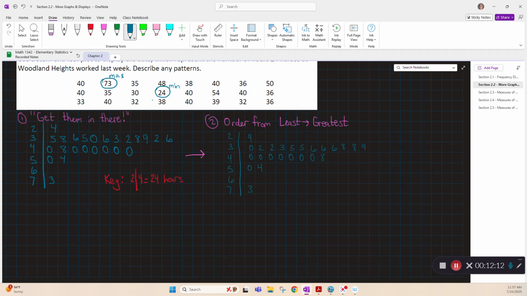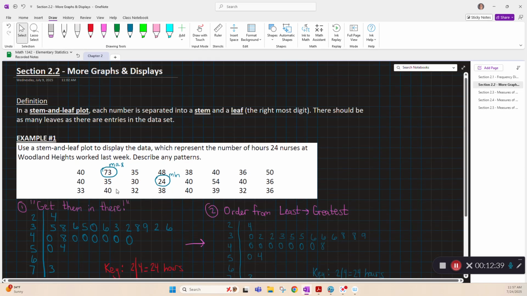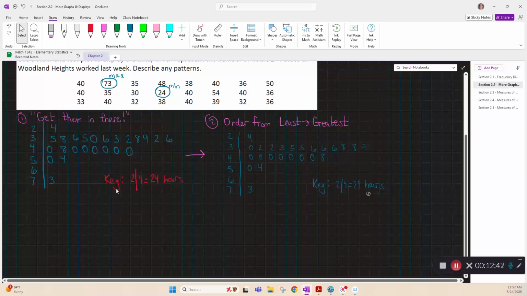Okay, so now I've ordered them from least to greatest. I'm going to do it right and put a key here. 2-4 is equal to 24 hours. Okay, so there's our dot plot in all of its glory. Not dot plot, what am I saying? Our stem and leaf plot. There's our stem and leaf plot. So we made it, we built it.